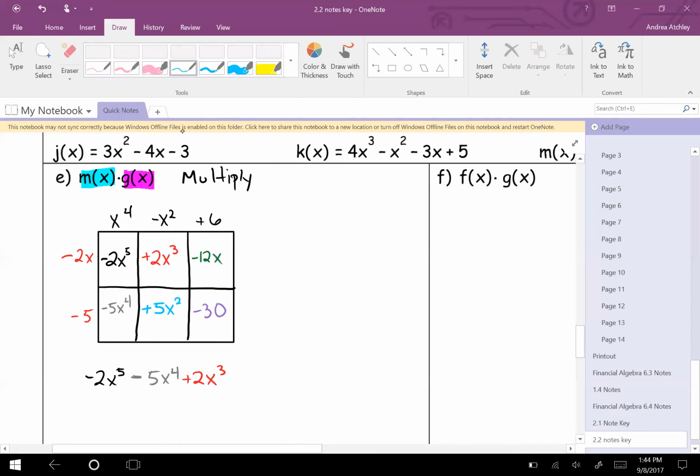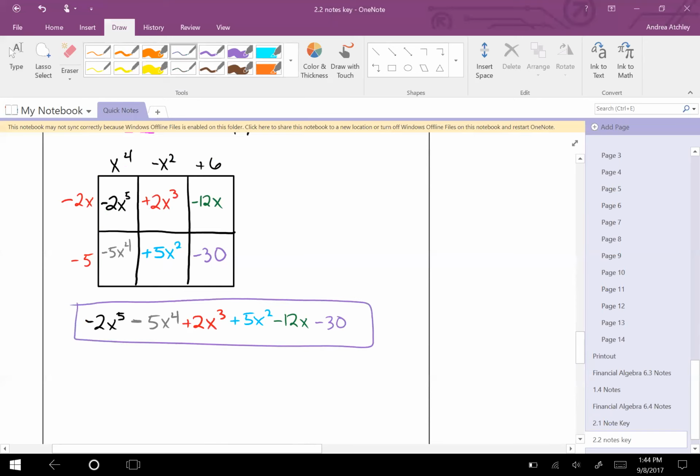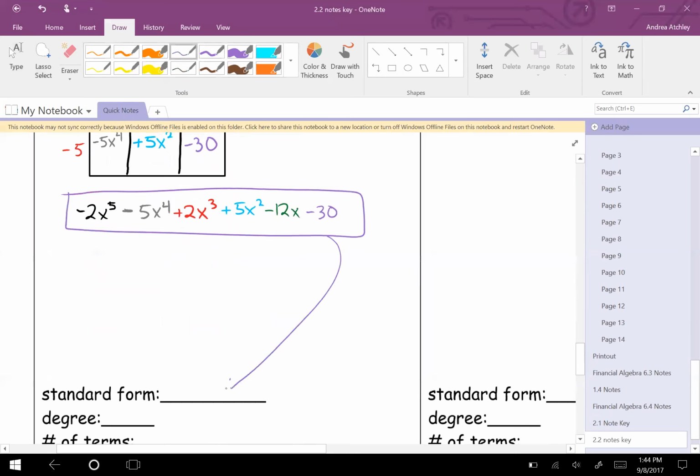Then I have an x squared, so that comes next. Plus the 5x squared. Then I have the minus 12x. And finally, the minus 30. And there were no like terms, so I didn't have to combine anything. So that was my wonderful polynomial. That's it in standard form.